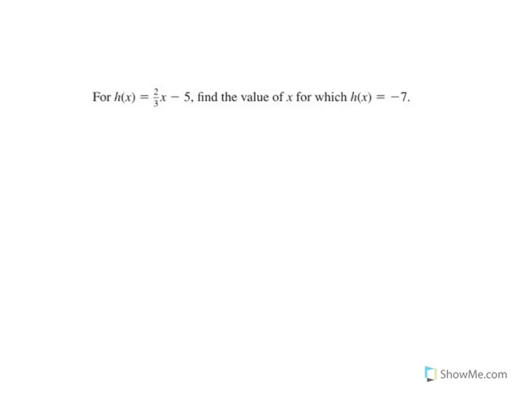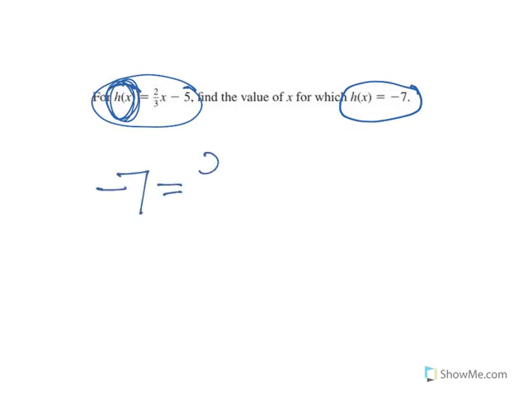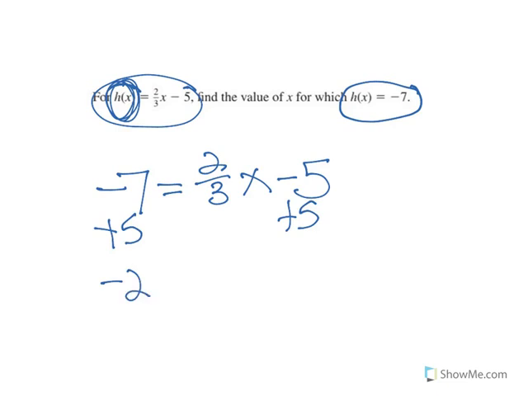Okay, and then the last way we're going to look at this weird, funky function notation thing is that in this case we get this equation, and it says we know what h of x is. Okay, so that means that in place of the h of x, we're going to put a -7. So -7 equals 2/3 x minus 5. Solve for x. Add 5. That gives us -2 equals 2/3 x.